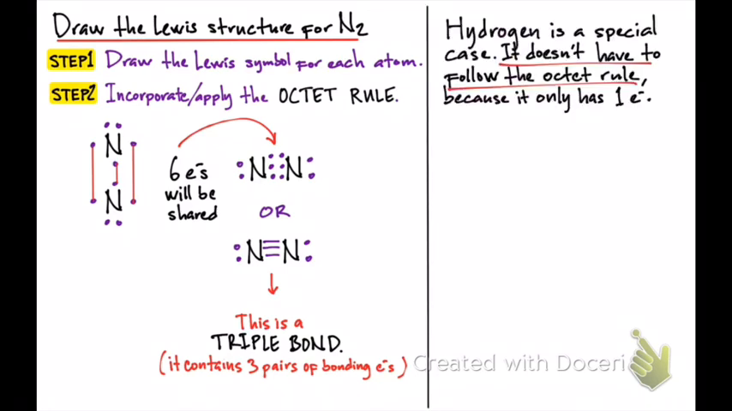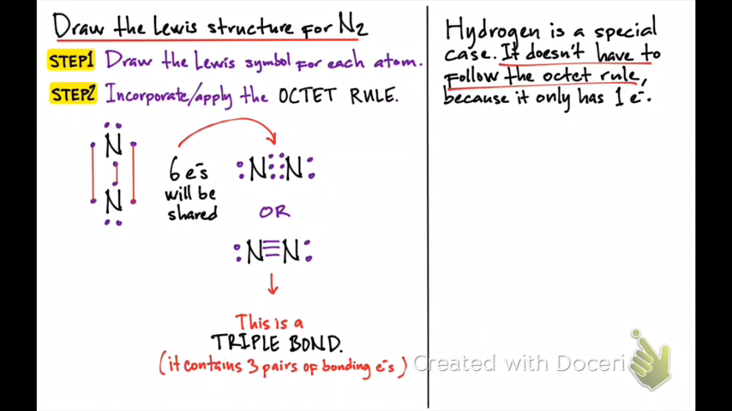What about hydrogen? Hydrogen is actually a special case. So we can draw the Lewis dot structure for, let's say, hydrogen gas. And hydrogen gas has the chemical formula H2. So it has 2 atoms of hydrogen. Hydrogen doesn't have to follow the octet rule, meaning it doesn't have to have a full octet. It doesn't have to have 8 valence electrons.